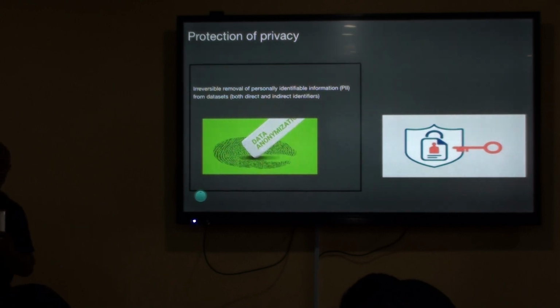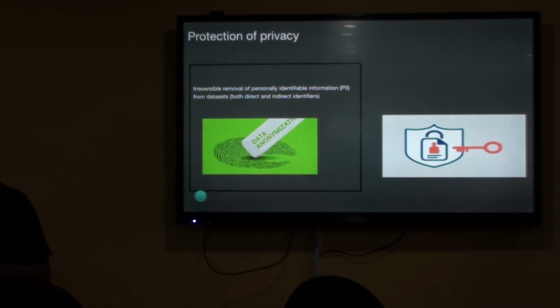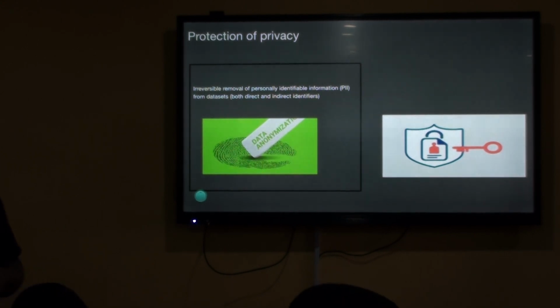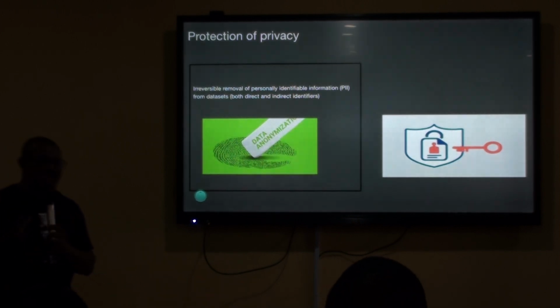Who has heard about data anonymization before? What does it mean? Yeah? Taking out direct identifiers of the data. Thank you. That is only half of the definition of anonymization.